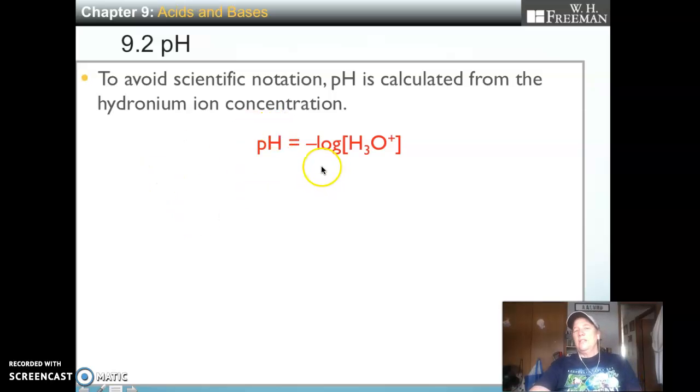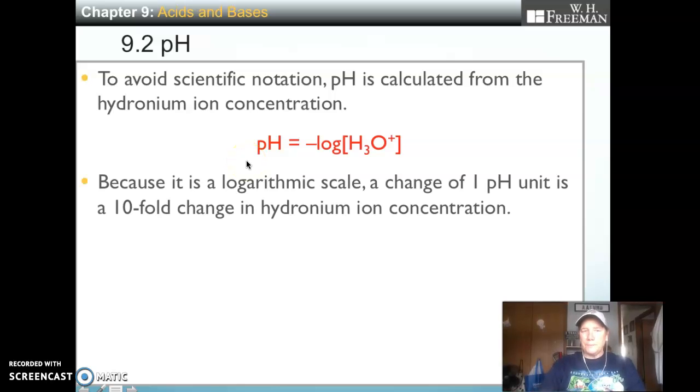What you do is you take the log of H3O. The negative is out here because if you take the log, you'll find you have a negative number, and they didn't want pH to be a negative number. So if you take the log of whatever the H3O is, you're going to get negative something. Then you just drop the negative and you have your pH. It's based on logarithm scales, so a change in one pH unit is tenfold.